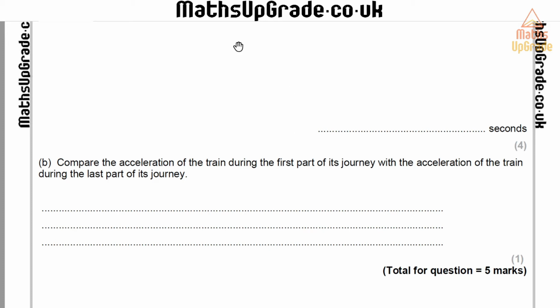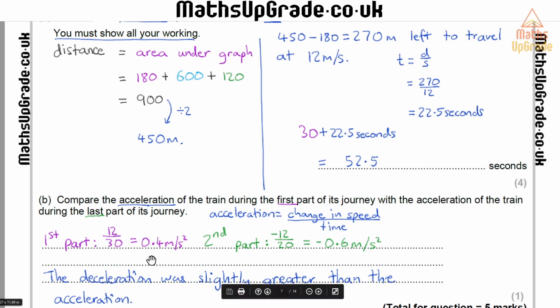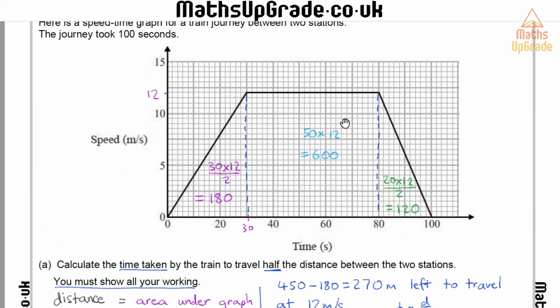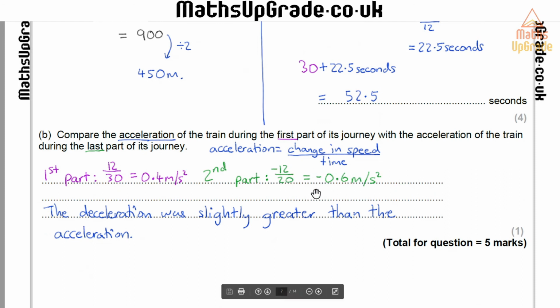Well, the first part of the journey, the gradient of this is given by the change in y, so the y distance, which is 12, divided by the x distance, which is 30. So 12 divided by 30 would give me 0.4 meters per second squared. The second part of the journey, it's obviously a deceleration, so it's negative, but regardless, it's 12 meters per second as the y distance divided by 20 seconds this time, so it's 12 divided by 20, which is 0.6 meters per second squared. It's negative because it's a deceleration.